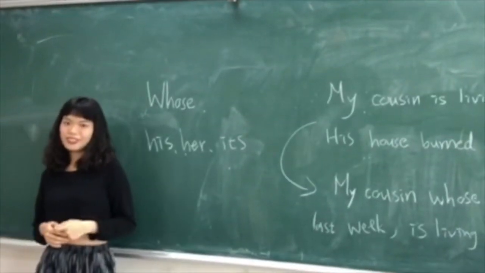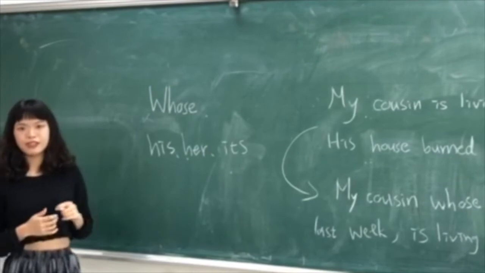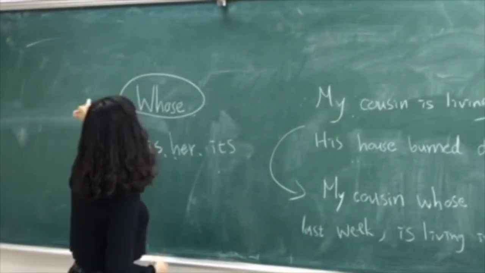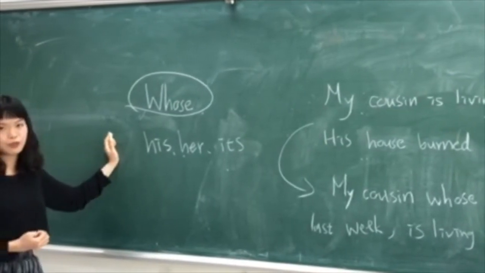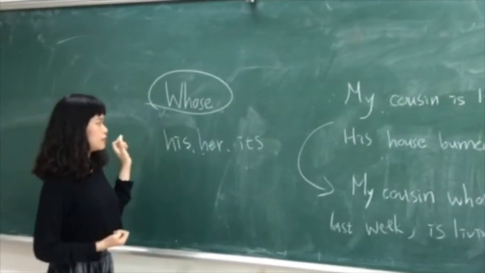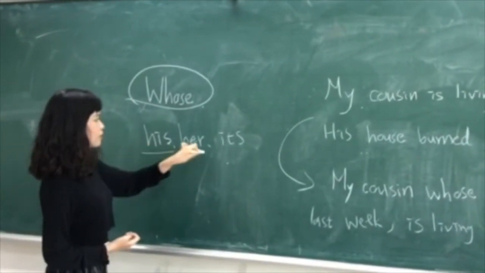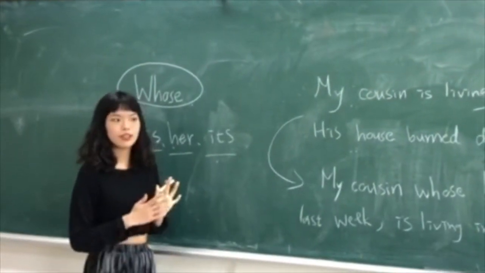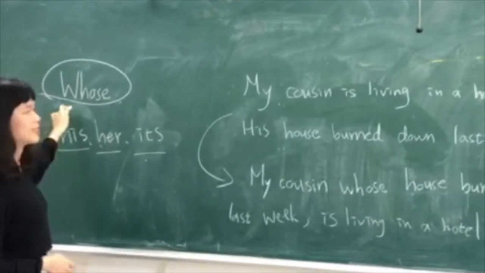Hi, I'm teacher Lily. Today I'm going to teach you how to use relative pronoun as possessive. This word, whose. Whose can show the possession of animals, people, and things, and we can use it to replace the word his, her, and it. So, let me show you two examples about how we use whose in a sentence.